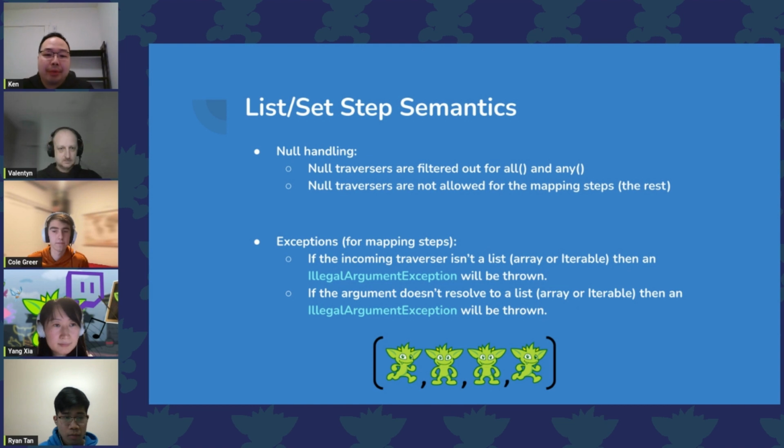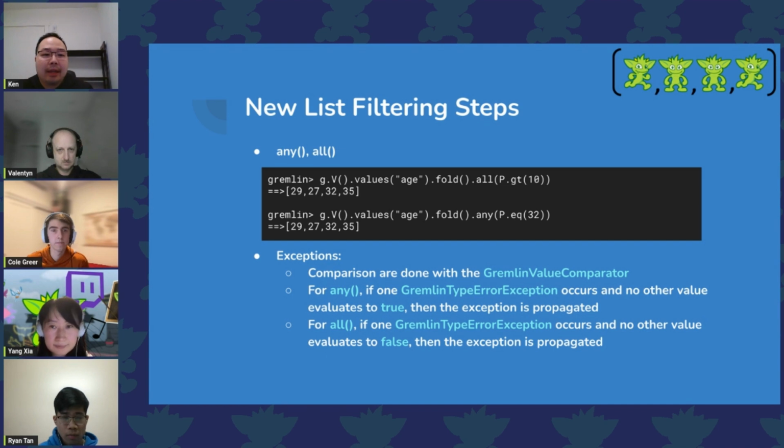Another thing to recognize for the two filtering steps, which are all and any, is that null and non-iterable traversers are going to get filtered out. You can contrast this with all the other list function steps, which are mapping steps, in that nulls and non-iterables for either the traverser or the argument in those cases will throw exceptions.